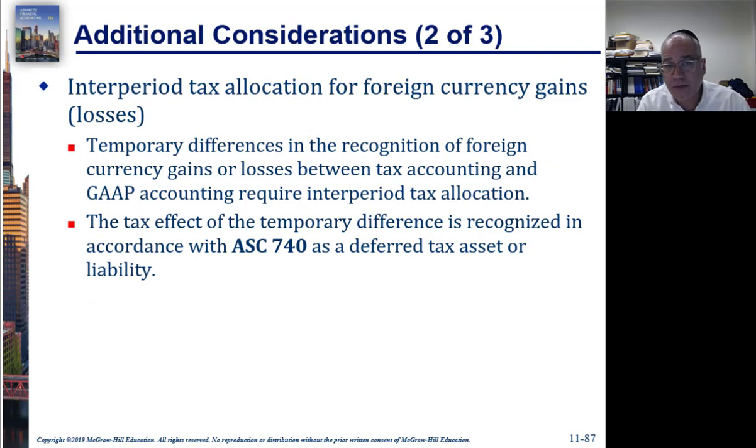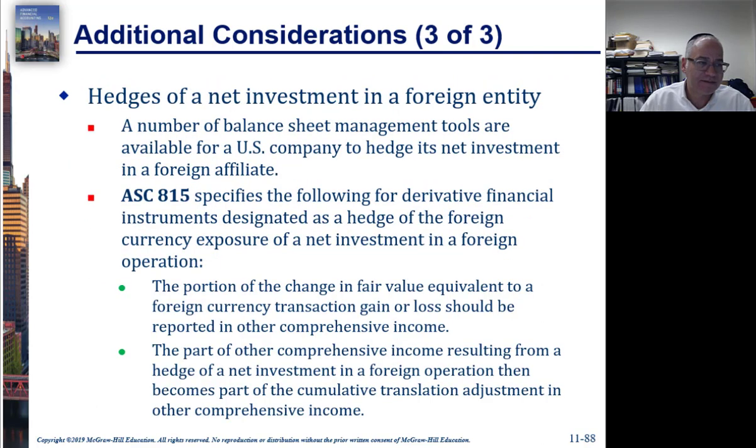Now, an issue comes up with tax allocation for foreign currency gains, because we've said that what we're often doing is moving gains and losses between periods, especially when it comes to cash flow hedges. So these create temporary differences, and therefore they result in deferred tax assets or liabilities. Enough said. Now, this is really cool. We're going to see more about this in Chapter 12.